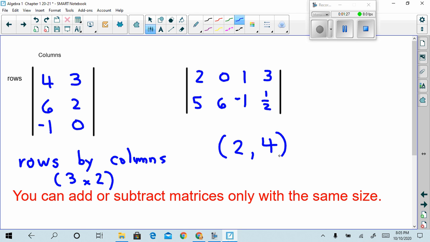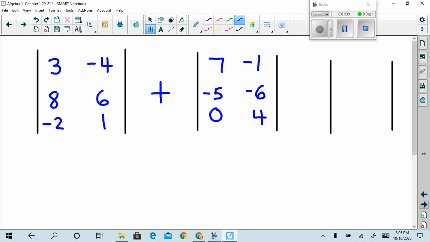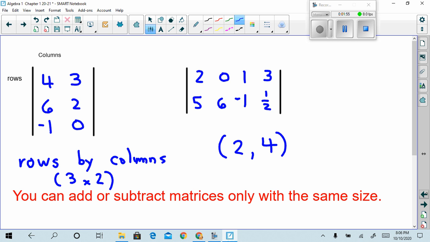Now there's something that you need to know. In order to add or subtract matrices, they can only be the same size. So a 3 by 2 can be added or subtracted by a 3 by 2. Let's take a look at one of these. Let's start by naming the size. How many rows? 1, 2, 3. How many columns? 2. And actually, let me just go back for just a second before we start the addition.